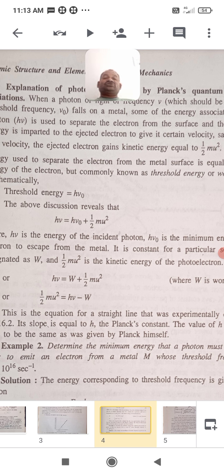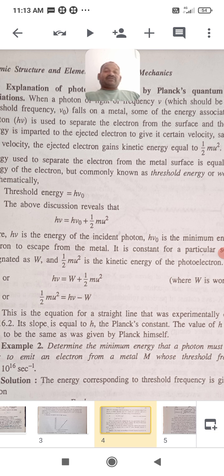The above discussion reveals that hν is equal to hν₀ plus ½mu², where hν is the energy of the incident photon. hν₀ is the minimum energy for an electron to escape from the metal. It is constant for a particular solid and is designated as W, and ½mu² is the kinetic energy of the photoelectron.